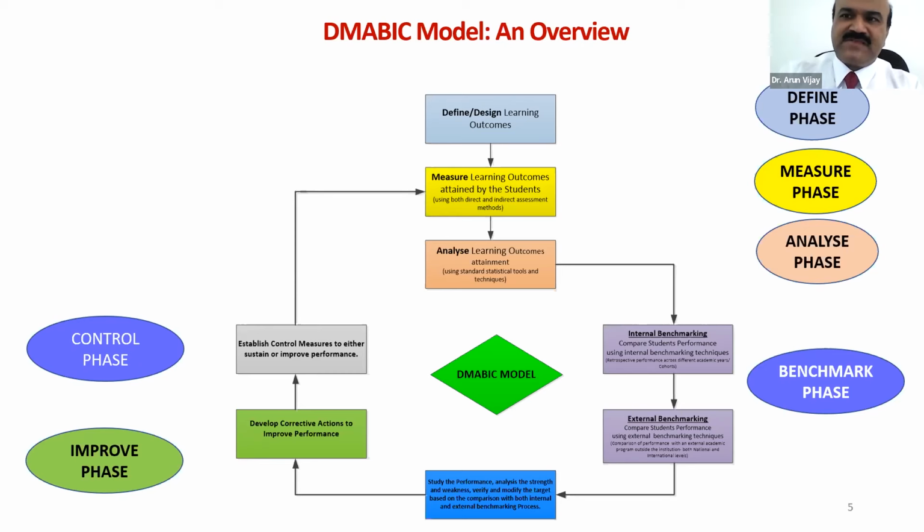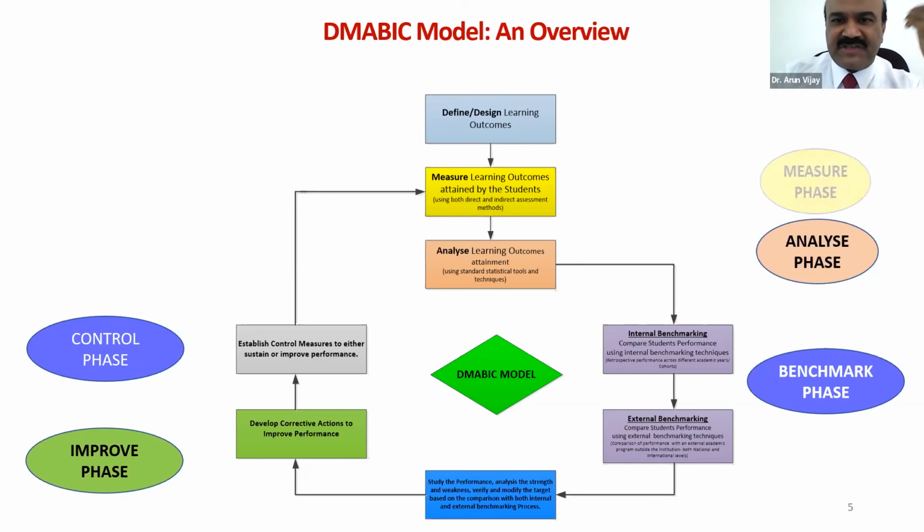We start by first defining the learning outcome. The definition of the learning outcome is according to the individual academic program and according to the 8 levels of the national qualification framework. It varies from the undergraduate degree to the doctoral degree. Then we have a measure phase. The measure phase will measure the learning outcome using direct and indirect assessment methods.